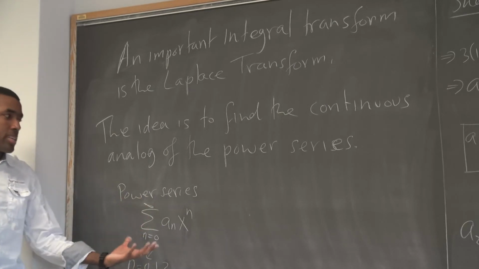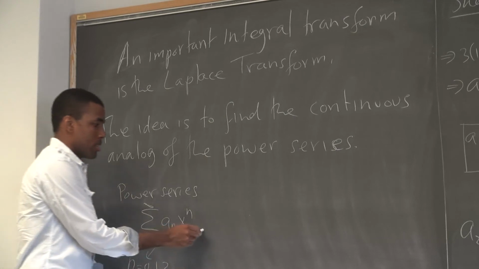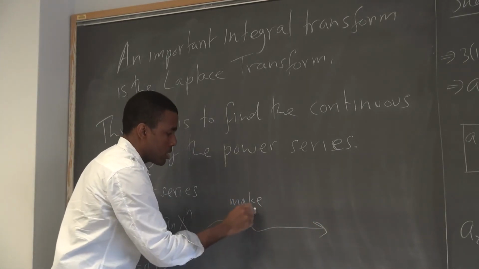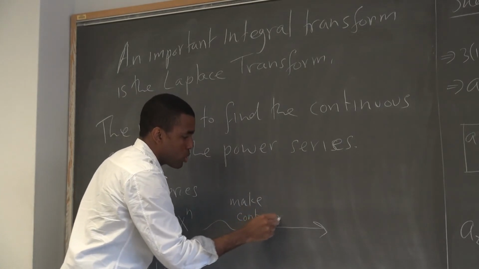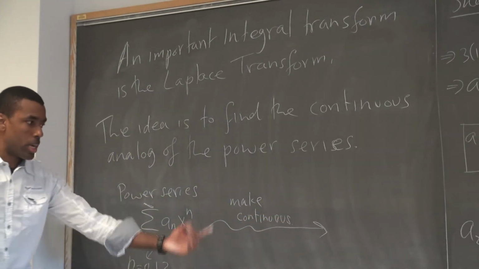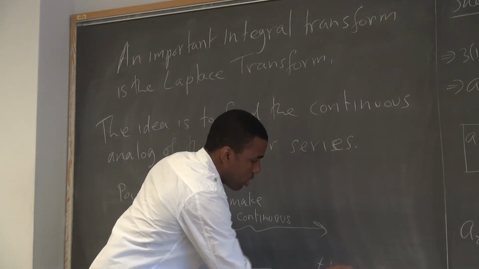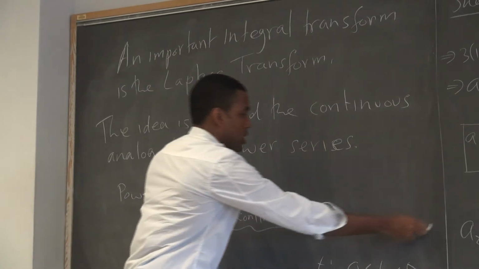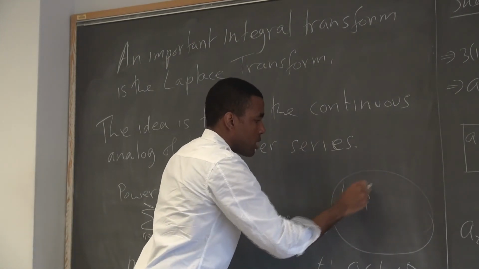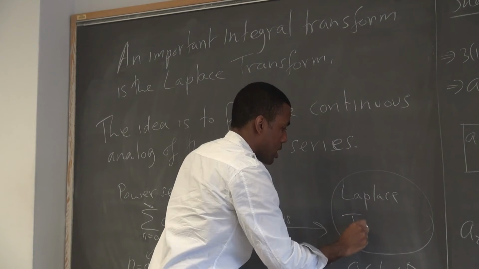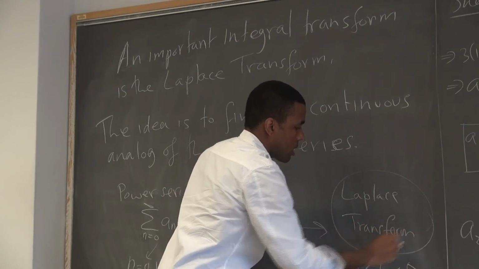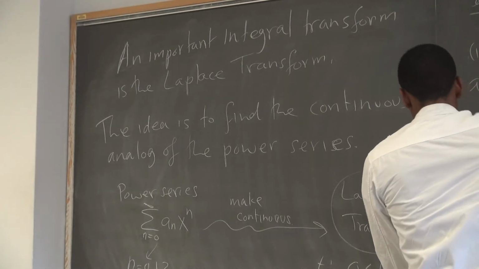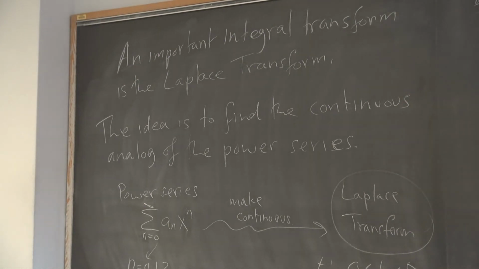So you try to make this guy continuous. Basically, you want it to work not just from n equals 0 counting up to infinity, you want it to work on all t from 0 to infinity, everywhere, right? So here is what we're going to end up with being the Laplace transform. So basically, we're going to sort of show you where the idea for it comes from.